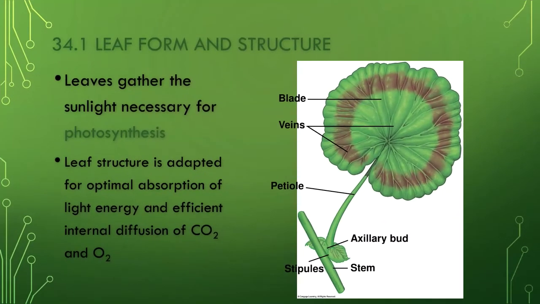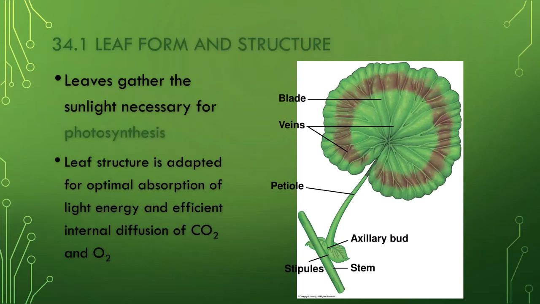All right. So here are the parts of a leaf. This is actually using a geranium leaf as an example. You can see the leaf itself, the flat, wide portion, is referred to as the blade. The petiole is almost like the stalk that branches off the stem of the plant to hold the leaf out away from the plant, and therefore hopefully be able to get more sunlight that way. And at the very base of the petiole and the stem, we've got the two stipules at the base of the leaf, and there's an axillary bud right at the base as well.